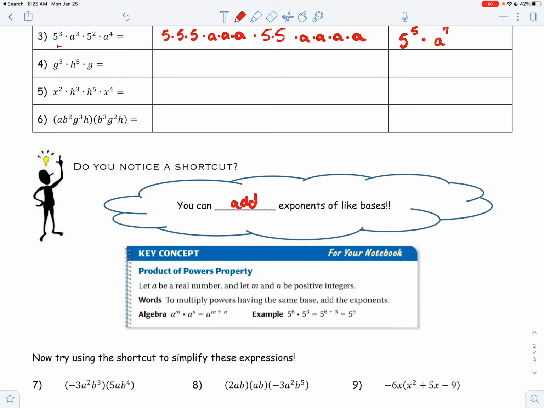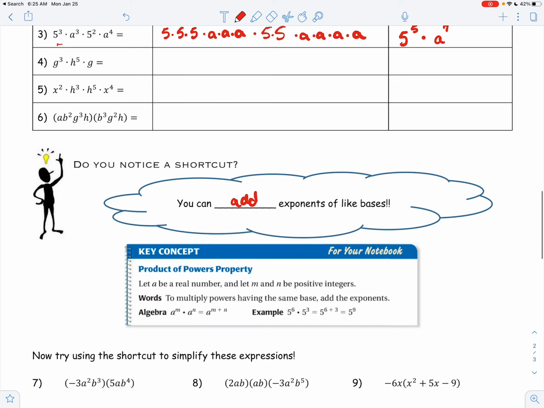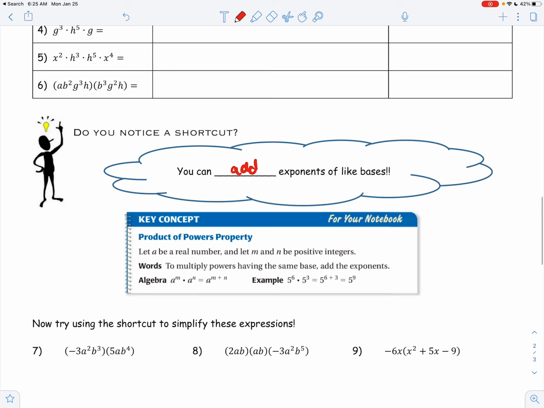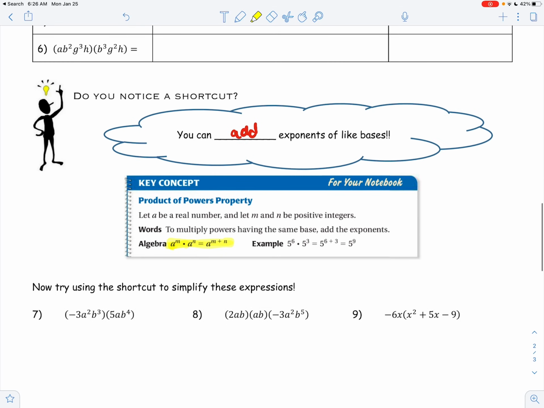And here it is. You can add exponents of like bases. All right, so it's called the product of powers property. When you have the product of powers property, let's say you have a to the m times a to the n, then all you have to do is keep the base and add the exponents. All right.